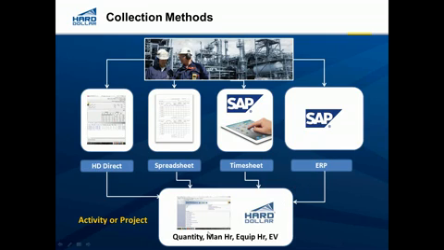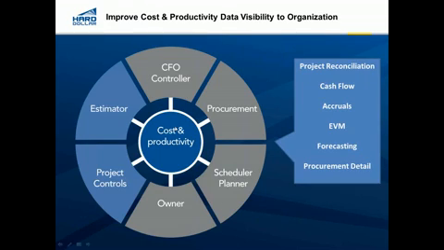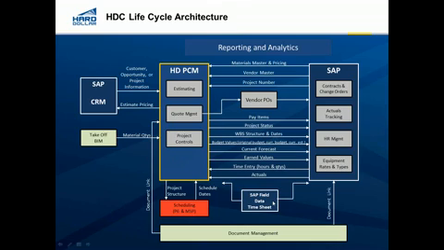The results of that give us a lot of different data, including the quantities, the man hours, the equipment hours, and ultimately the ability to drive the earned value calculation that we just saw a second ago at the activity level. With that data, it gives us this centralized cost and productivity data. It gives us the ability to send back to the ERP system critical information that helps drive project reconciliation, the cash flow analysis, the accruals, earned value calculations, forecasting, and then some procurement detail as well. So there's lots of cost and productivity data that's coming from the estimate as well as the control side that are really the back office, if you will, through that process.